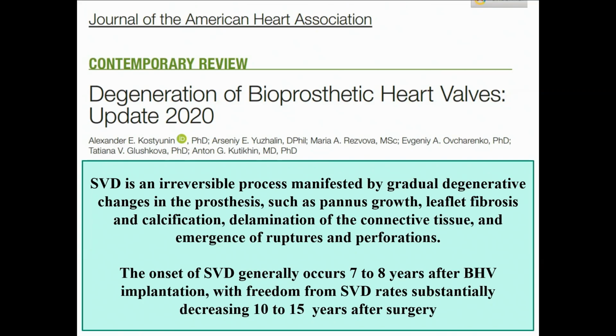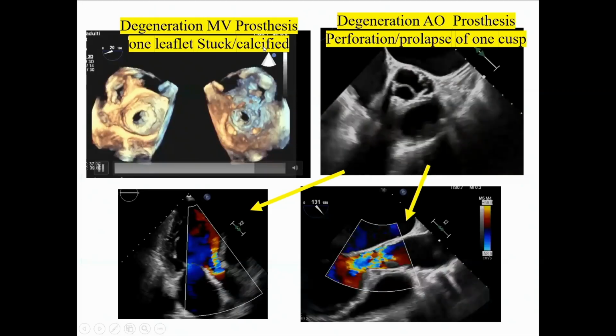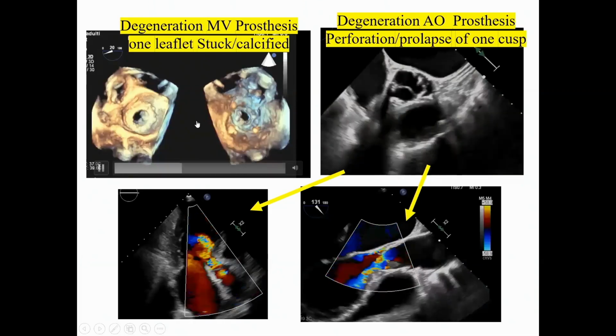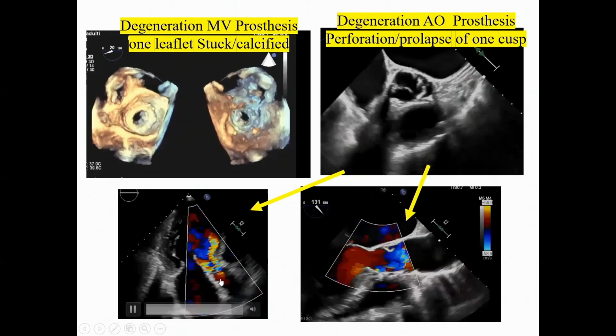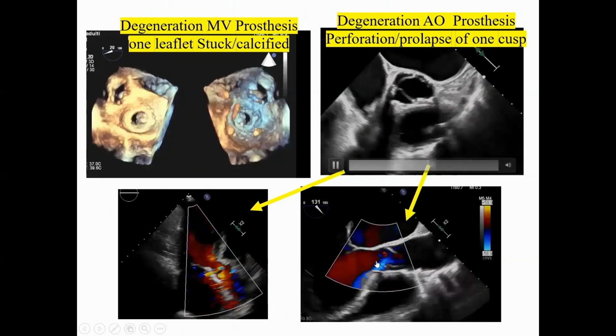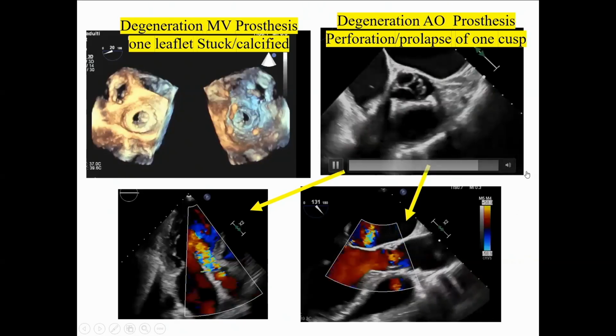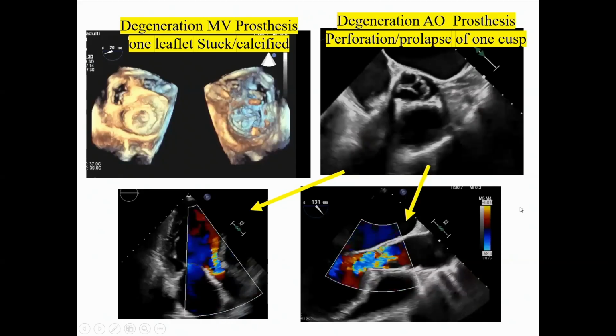Degeneration of prosthetic heart valve. This is an update. We know that it generally occurs after 7 or 8 years, and freedom from alteration after 10 or 15 years is uncommon. Degeneration means that we may have one leaflet that may be stuck, calcified, as in this case. This is a case with an alteration, a perforation prolapse of one cusp, both in an anatomical view and in the Doppler that shows the alteration.